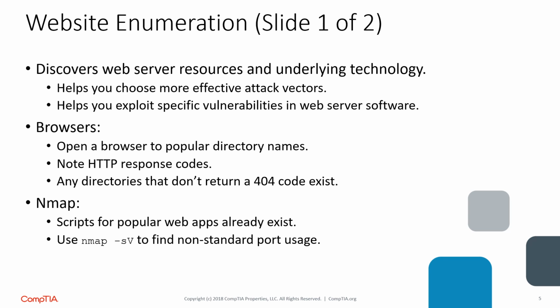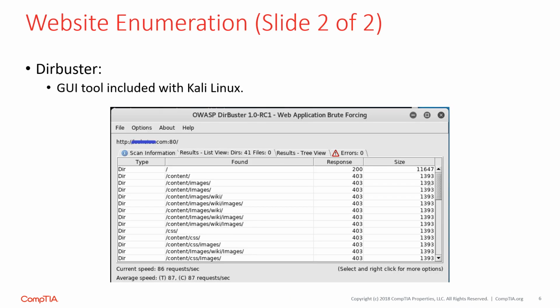Some websites are deliberately configured to use non-standard ports. For example, nmap -sV can detect this. If you're not sure of the port, you can scan all of them. DirBuster is a GUI tool that ships with Kali Linux. This is created by the OWASP group. It uses word lists to search for possible directory names on a given website.